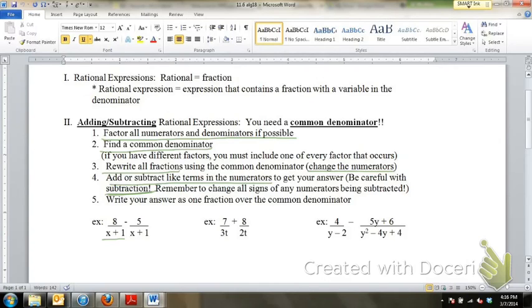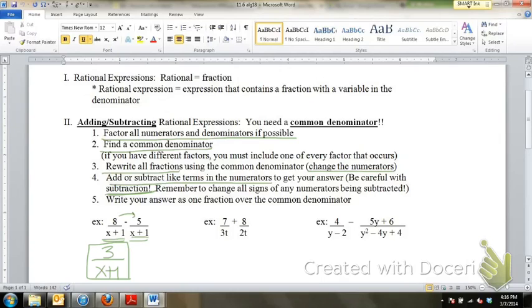Now, in the first example, we're starting you off nice. These already have a common denominator. So, remember when adding or subtracting fractions, you keep the denominator, and you just do whatever the top says. So 8 minus 5 is 3, and you're done.